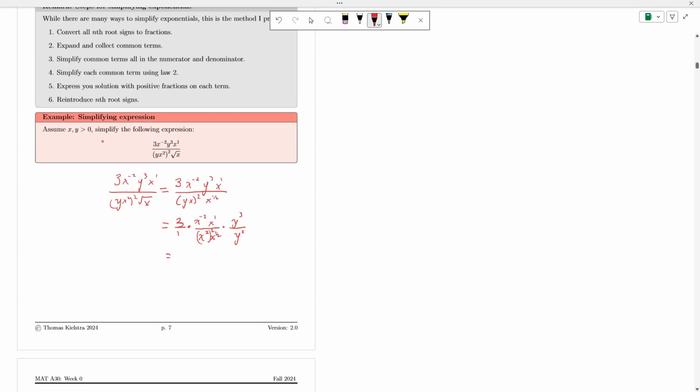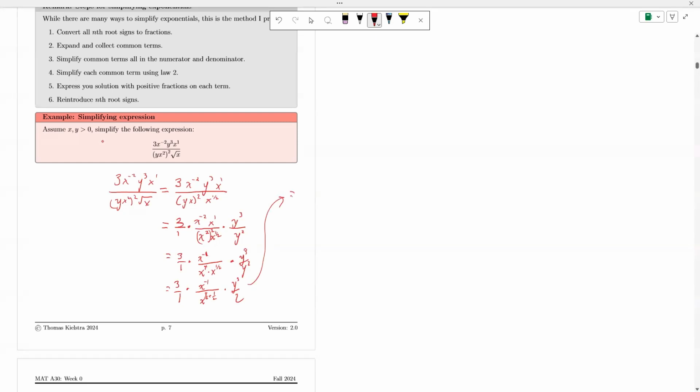Now I'm going to simplify all these terms. So this is going to be 3 over 1. This is going to be x to the minus 2, or x to the minus 1 over, and here what I'm going to do is x to the 4 times x to the 1/2. I'm going to simplify this expression first, and take an intermediate step. And this is going to be y to the 3 over y squared. And now I get 3 over 1 times x to the minus 1 over x to the 8 over 2 plus 1 over 2, times y to the 3 over 2.